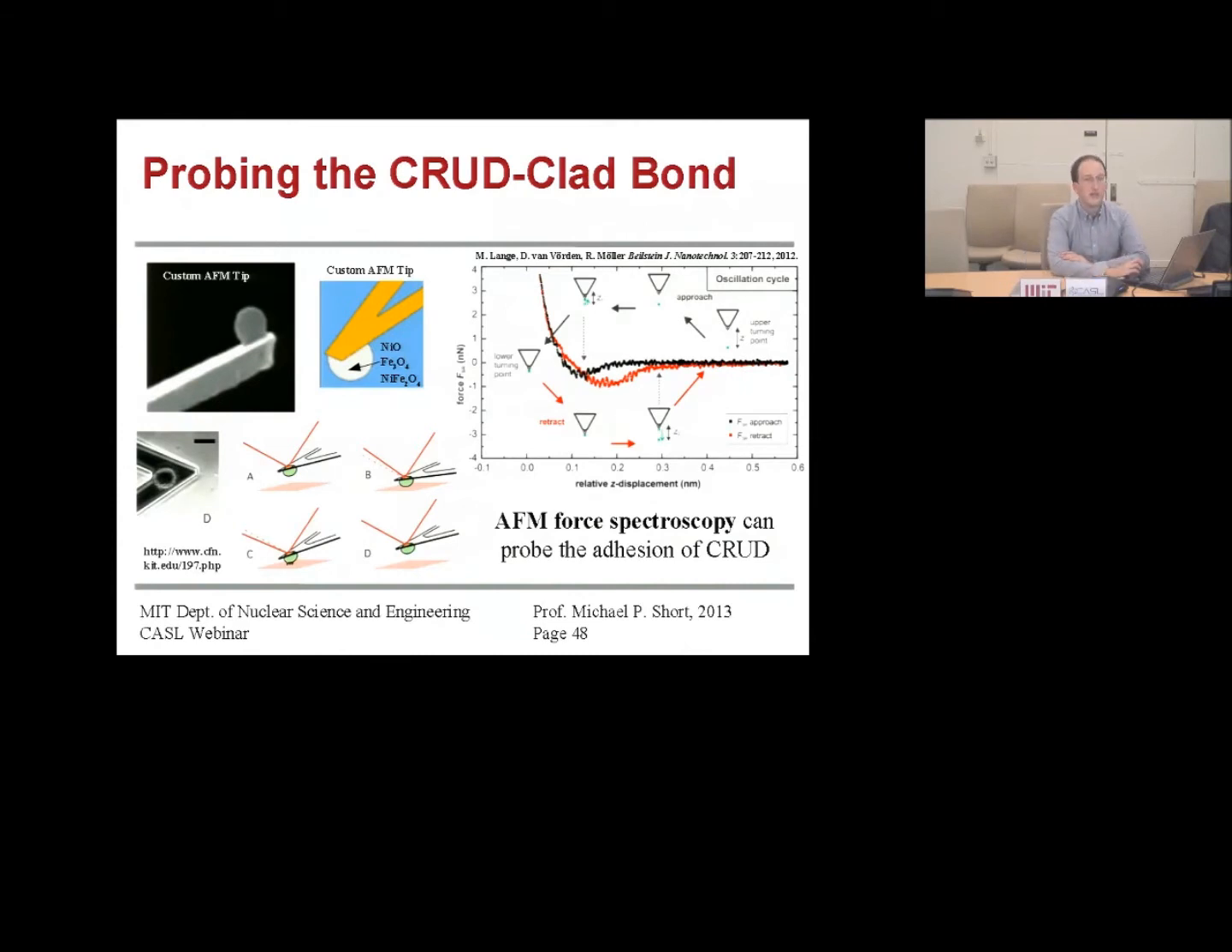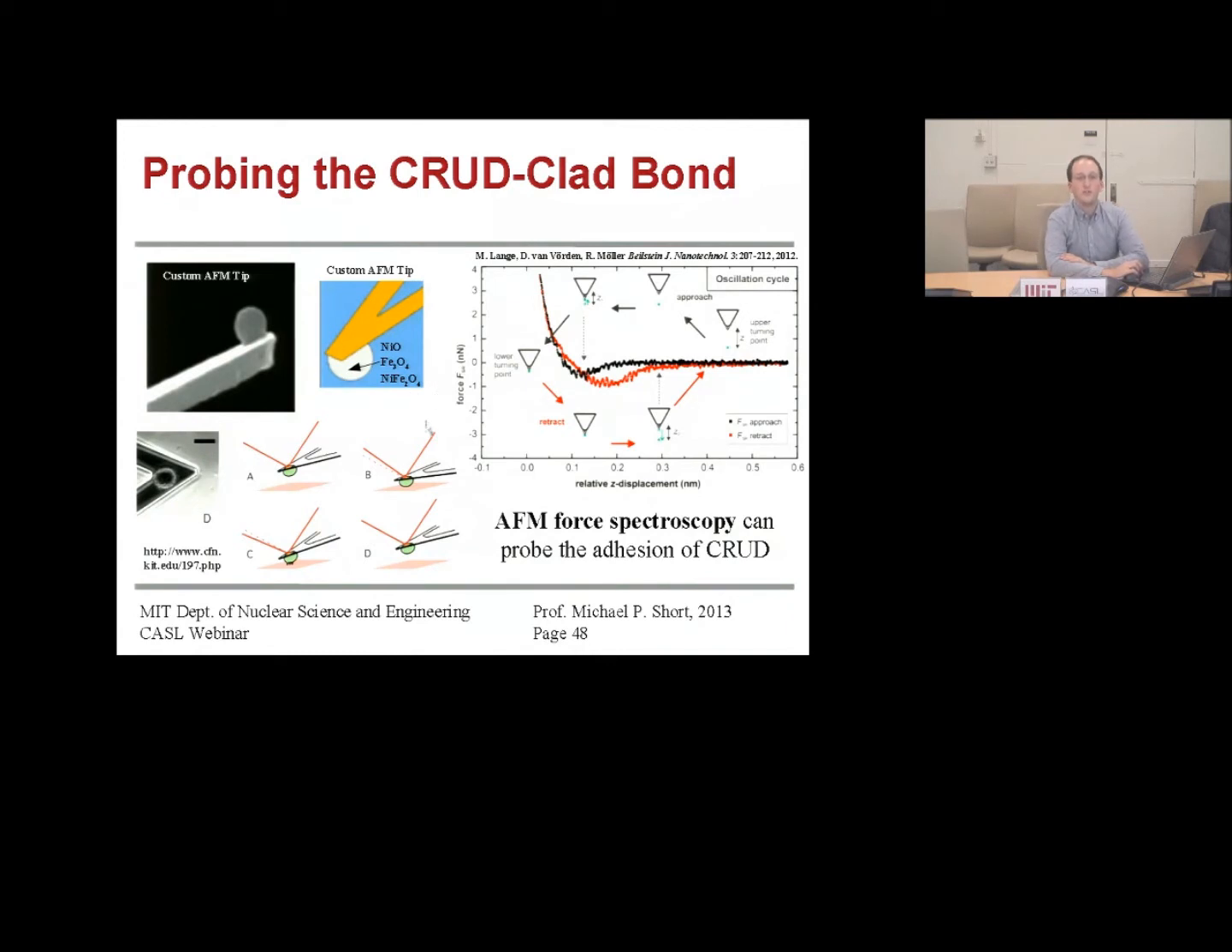You can actually use an atomic force microscope, which is a type of probe where you've got a little cantilever tip with some sort of a probe on the bottom that you can touch down to the surface of a sample and either drag past it to sense topology or touch it down and pull back and measure the force of adhesion on the nanonewton level.